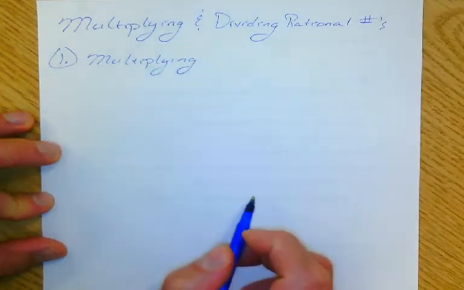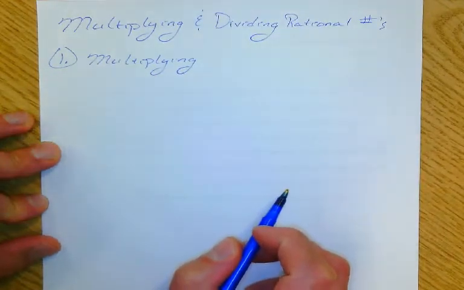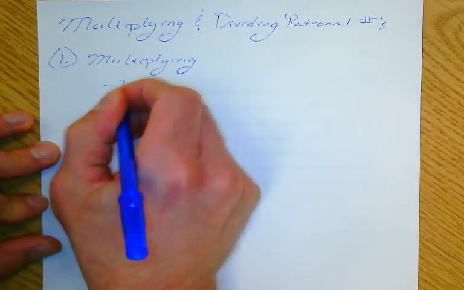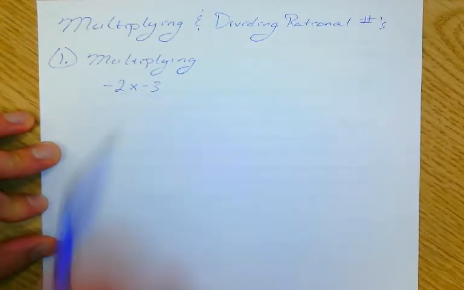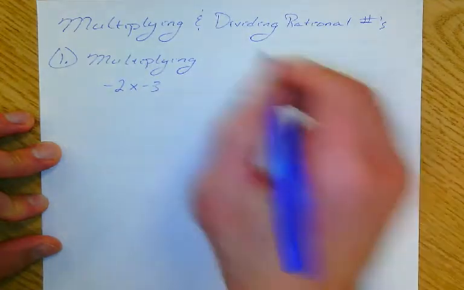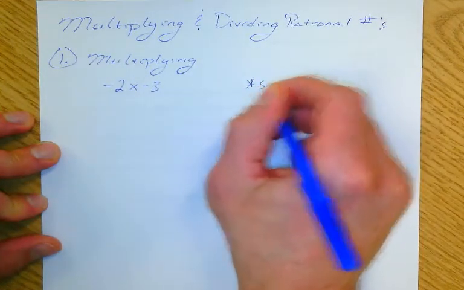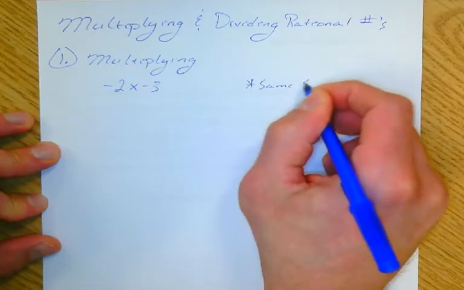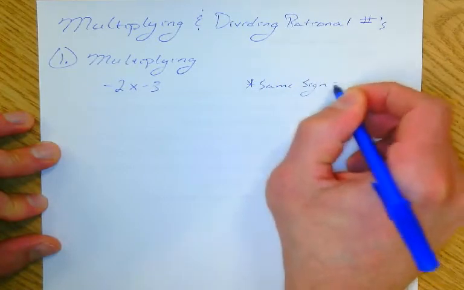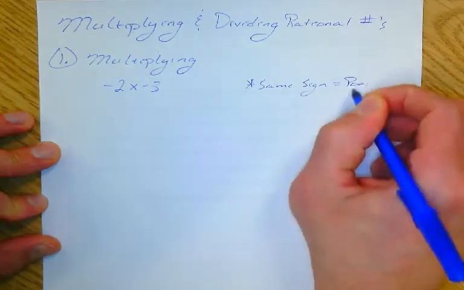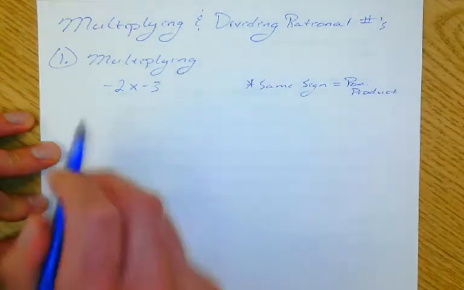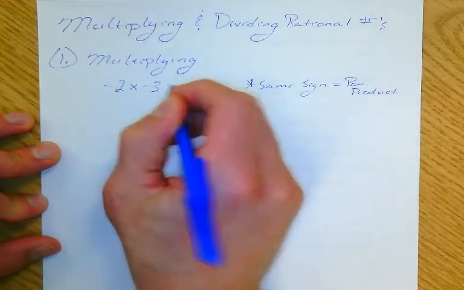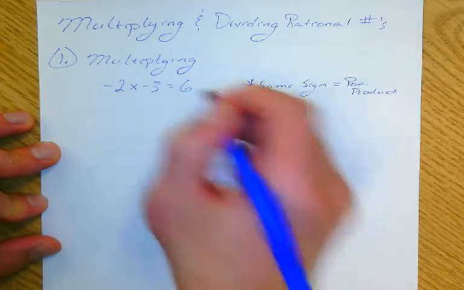Say we have two numbers with the same sign. Let's keep it easy to start. -2 times -3. Since they have the same signs, the product is going to be a positive. So if we have the same sign, that will yield a positive product. So -2 times -3 is positive, and 2 times 3 is 6.